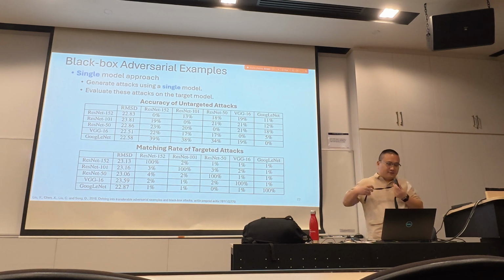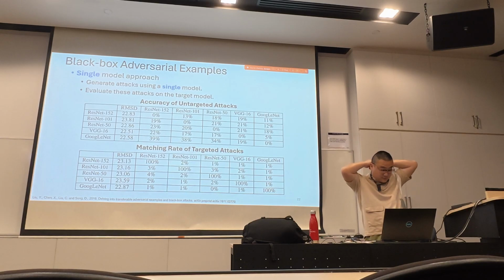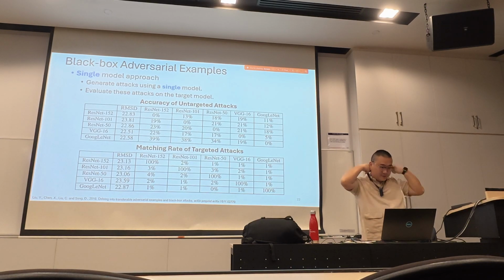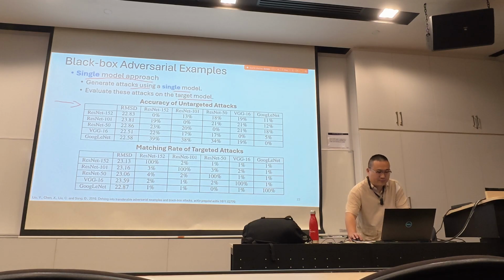Okay, and here are the results. Let's see whether the simple strategy can succeed. In this setting, we just train a single surrogate model, so it's a single model approach. With this single surrogate model, we generate attacks, and then we pass these attacks to a target model to see whether it can succeed. Table 1 is for targeted attacks, and Table 2 is for targeted attacks.